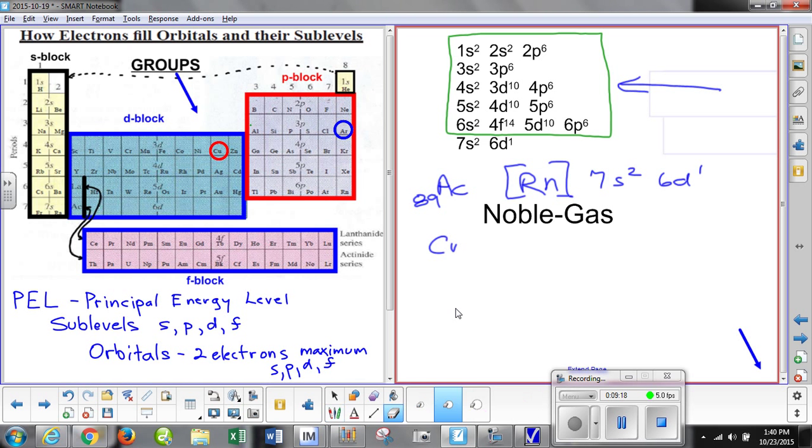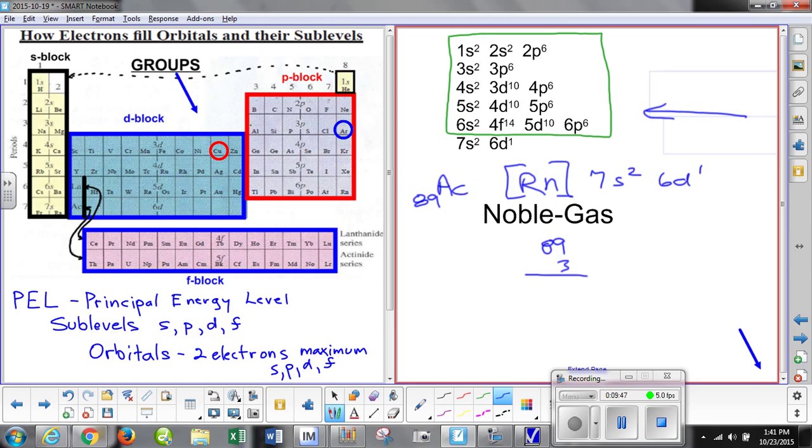Oh, by the way, here's how you check your configuration. Actinium brings us 89 electrons. And then we look up here where we have our, you could call those exponents if you like, but those are the electrons in each sublevel. And so what we're going to do is add 3. And what's the number that we get? 92. And who is 92?